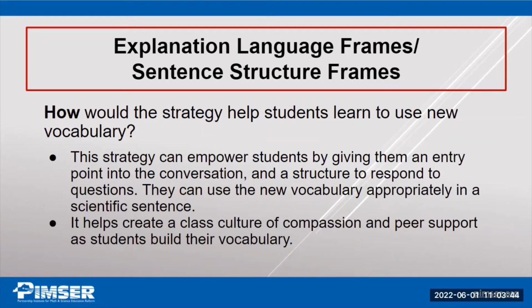So how would the strategy help students learn to use new vocabulary? Well, it can empower everyone by giving them an entry point into the conversation, and it gives them a structure to respond to questions. They can also use the new vocabulary appropriately in a scientific sentence. It can help create a class culture of compassion and peer support as students are building their vocabulary. Remember that we really want to encourage kids to gradually move towards the use of specialized language and encourage their own authentic use of language until they've reached that point.